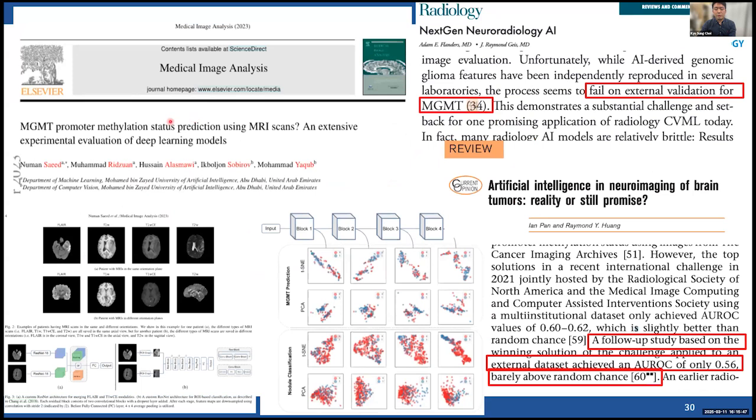After a year or two, another paper which revealed the same results was published in Medical Image Analysis, which is a top journal in medical engineering. They also showed randomly distributed latent features for each class. In review papers published in radiology, they referenced our paper that MGMT was not predictable, which was initially rejected so many times because of the previous studies with false positive results.